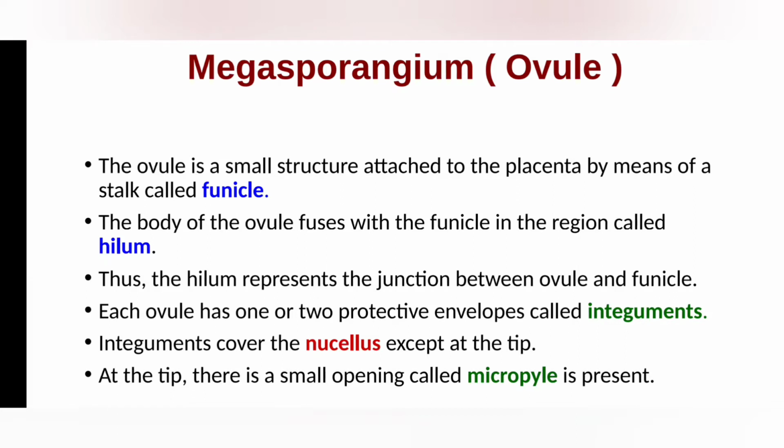Each ovule has one or two protective envelopes called integuments. So the ovule is protected by means of envelopes called integuments. These integuments cover the nucellus except at the tip. At the tip there is a small opening called the micropyle. So the micropyle is nothing but a small opening in the ovule.